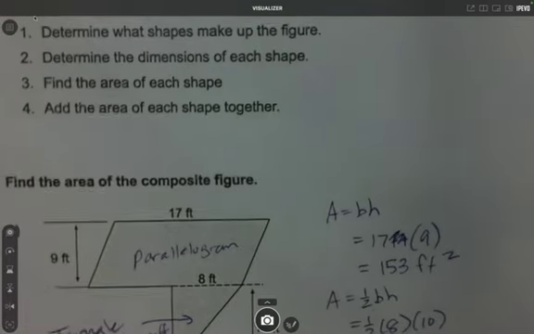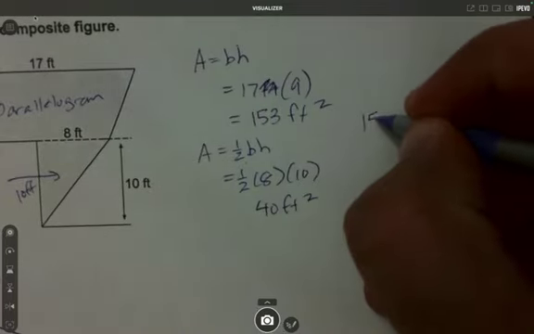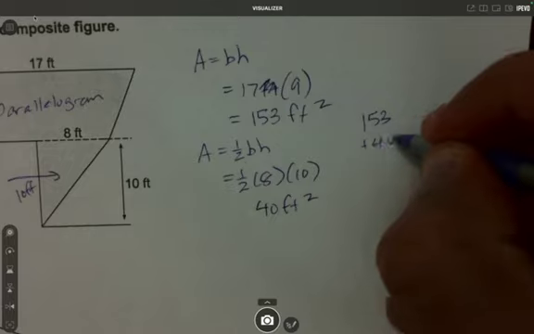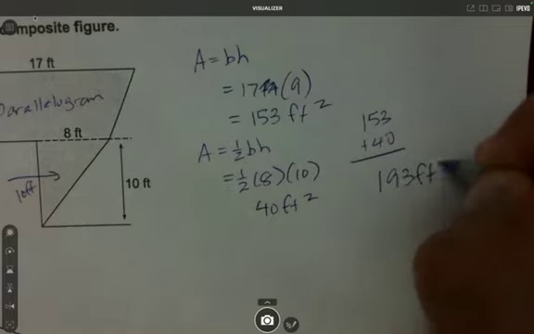So if you look back at our instructions, we've done steps 1, 2, and 3. We figured out we had a parallelogram and a triangle. We figured out the base and the height for each one. And we found the area for each one. So our last step is to add those two areas together. So we do 153 plus 40, and we get 193 square feet.